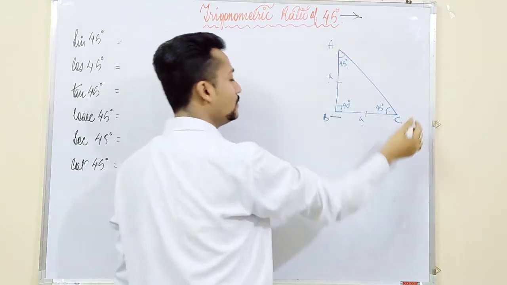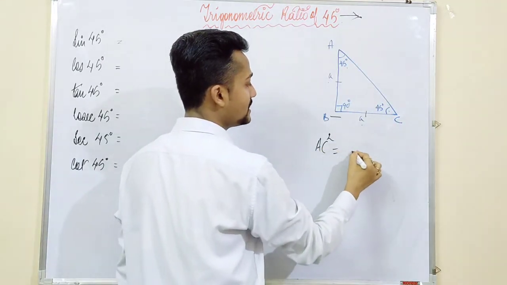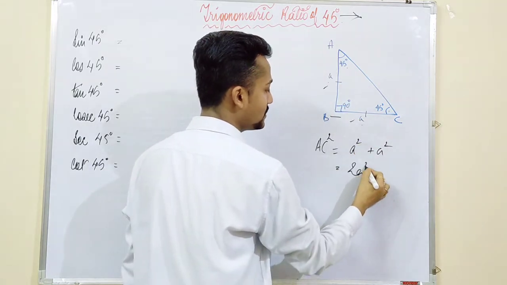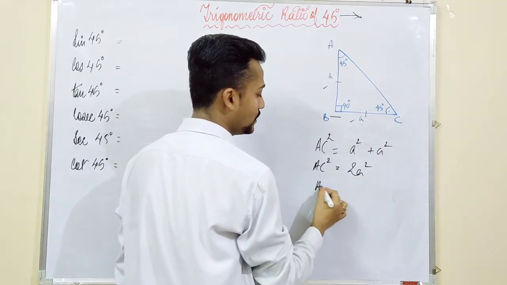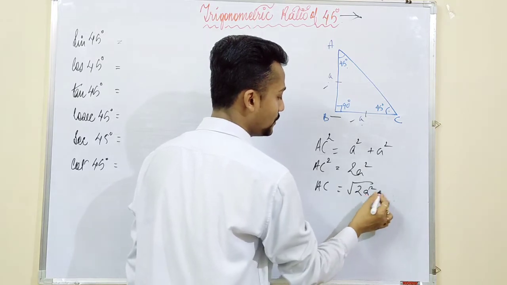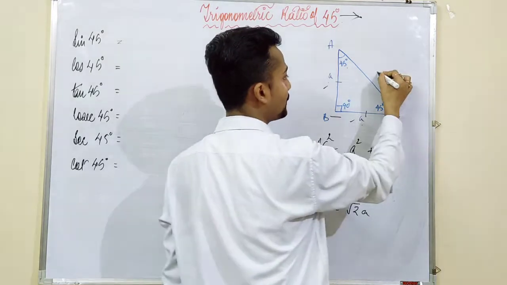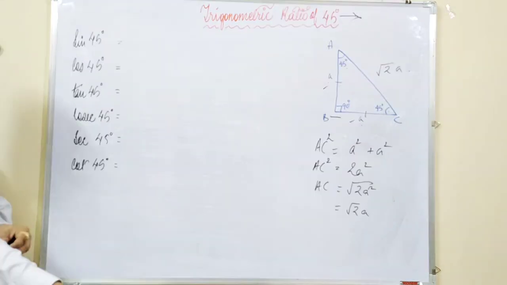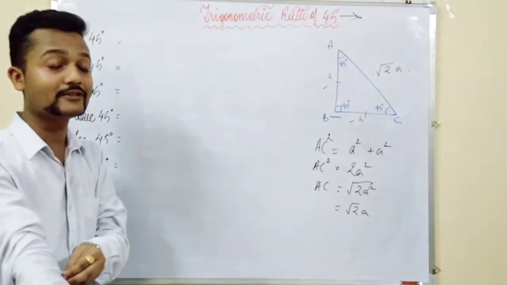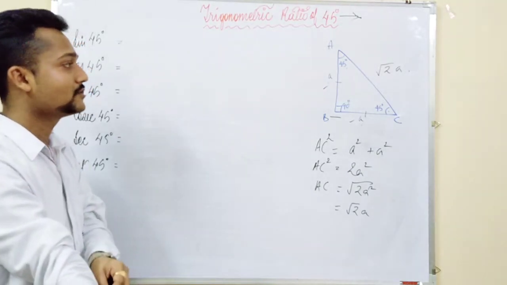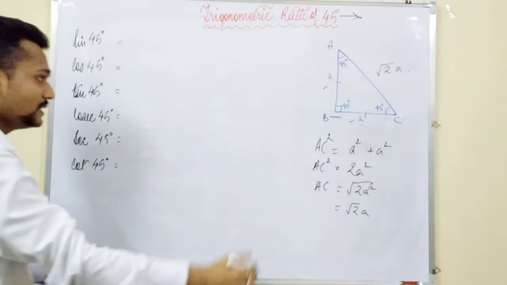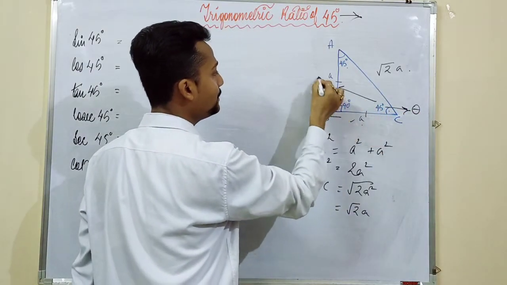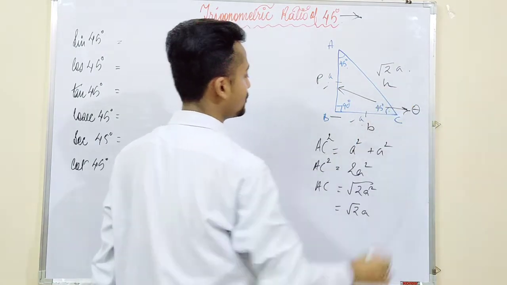Let me find out the value of AC. AC square is equal to A square plus A square. This square plus this square is equal to 2A square, so AC is equal to how much? Root 2 A square is equal to root 2A. Okay, this is very easy compared to all the trigonometric ratios. Finding out all the trigonometric ratios is actually an easy task. So let us see what to do next. Say for example, if I take this to be theta, then this will be P, this will be B, this will be H.